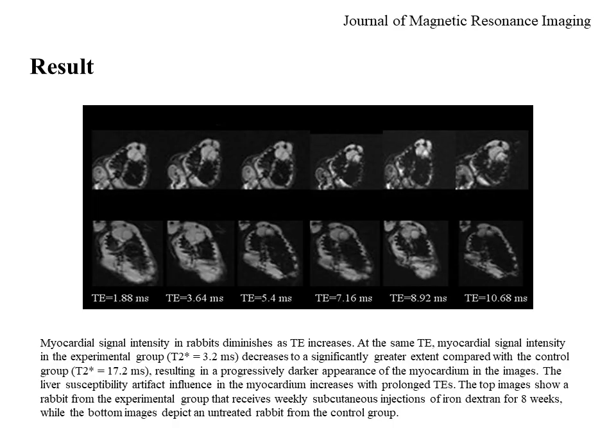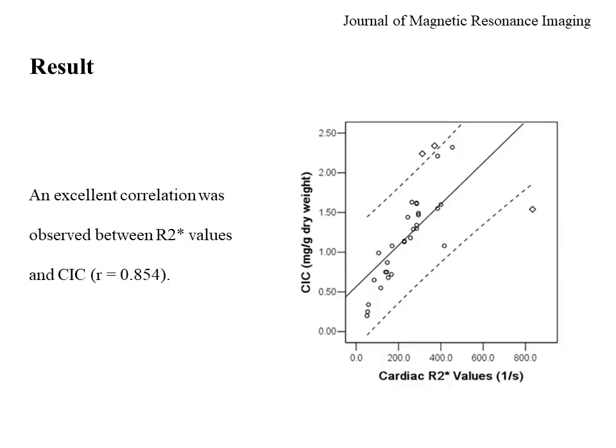As shown in the slide, the influence of liver susceptibility artifacts on the myocardium increased with prolonged TEs. The top images show an experimental rabbit receiving weekly subcutaneous iron dextran injections for 8 weeks, while the bottom images show an untreated control rabbit.